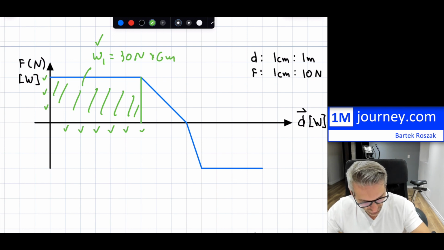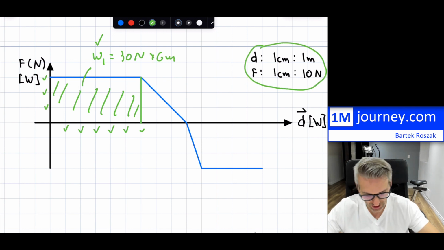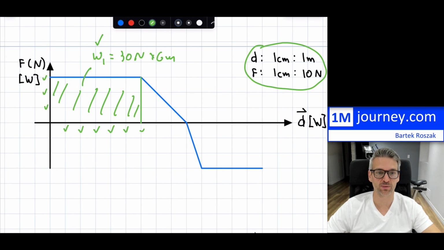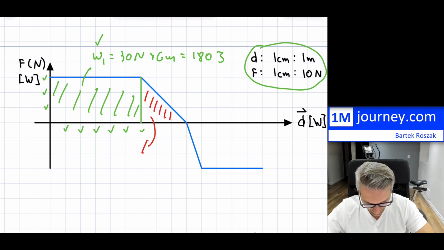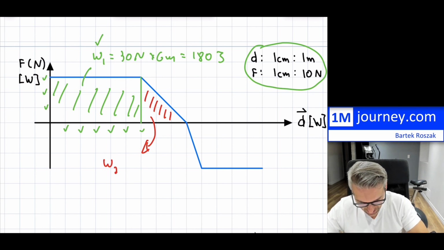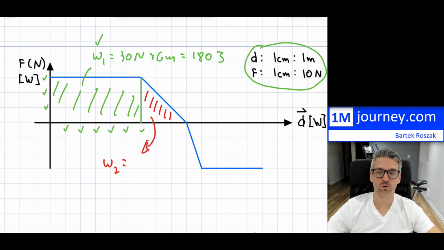And this is coming from my legend over here, so you can map them on. 1 centimeter equals 1 meter on the displacement side, and 1 centimeter equals 10 newtons. So within here, this is going to be 180 joules. Now, this is going to be the second portion over here. So I'll label it over there. Now notice that the force is not constant.